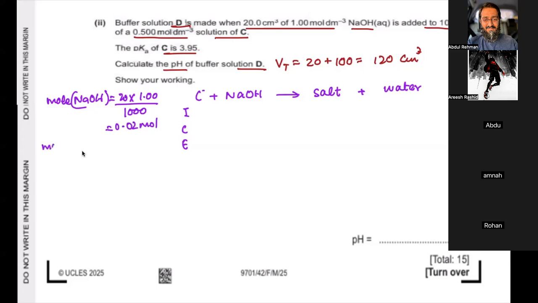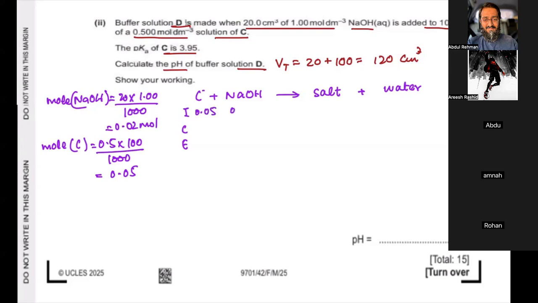The moles of C is going to be 0.5 times 100 over 1000, so it is going to be 0.05, right? Okay, so we got the moles. So the moles of C are 0.05.